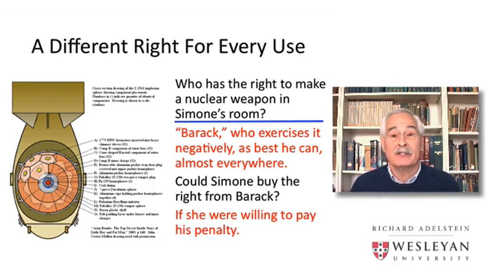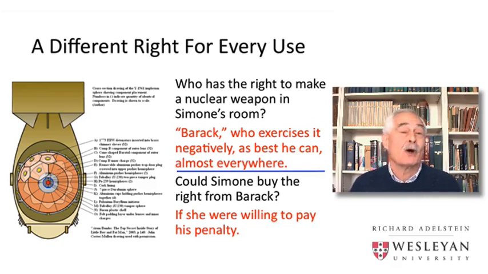And the answer to this is that the government of the United States of America has that right. And we'll personalize the government by calling it Barack, who happens to be, as I speak, the President of the United States. Barack has the right to make nuclear weapons in Simone's room, and he exercises it negatively as best he can, not just in Simone's room, but everywhere.